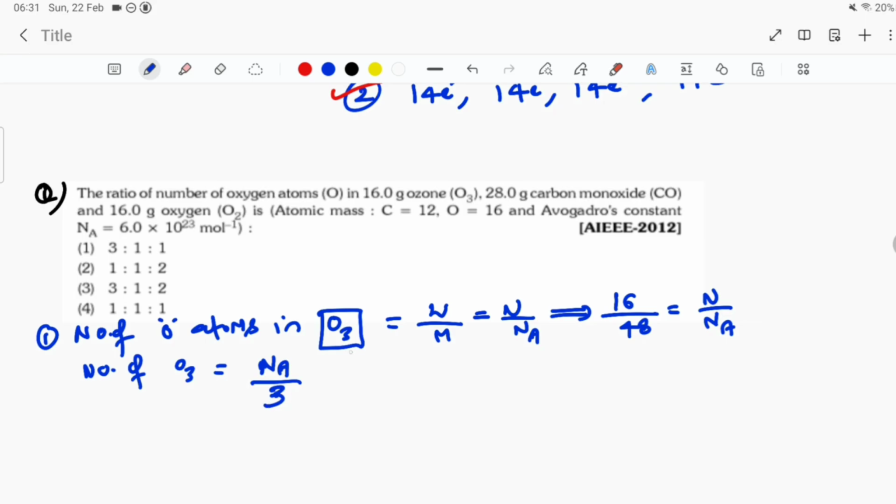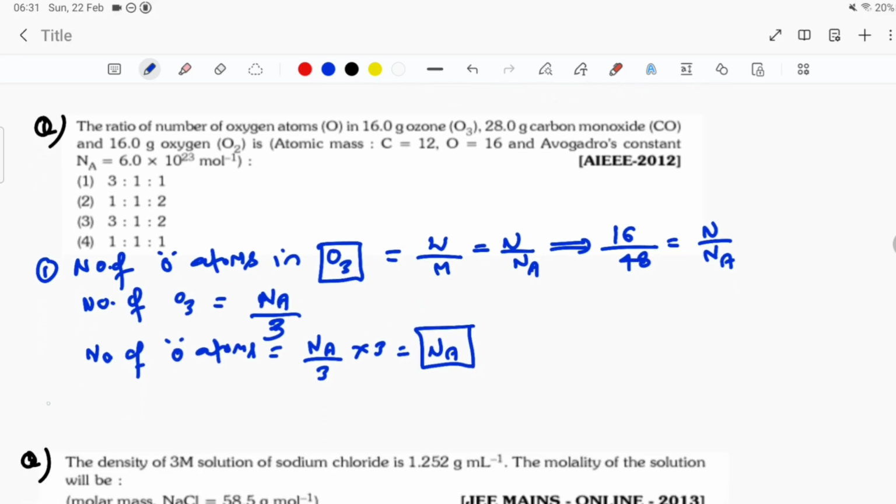But here what we need? Number of oxygen atoms. Number of oxygen atoms is equal to Na by 3. Each ozone having 3 oxygen atoms. Overall here answer should be Na. Answer is Na. Similarly, if I do for second option, means second compound, 28 grams of carbon monoxide.